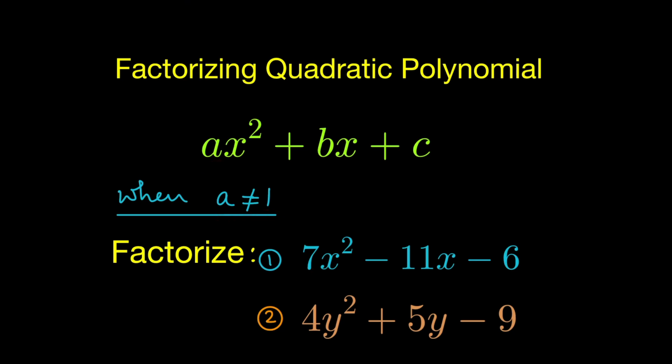In the same way, there is another question which we will take up: 4y squared plus 5y minus 9. So what is the value of a in this? So a is 4, which again is not equal to 1.